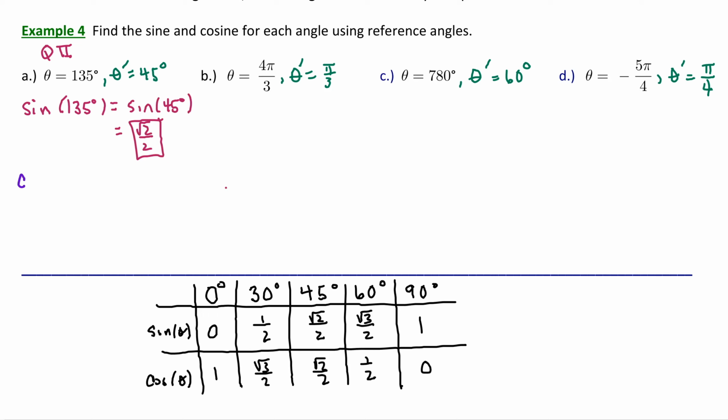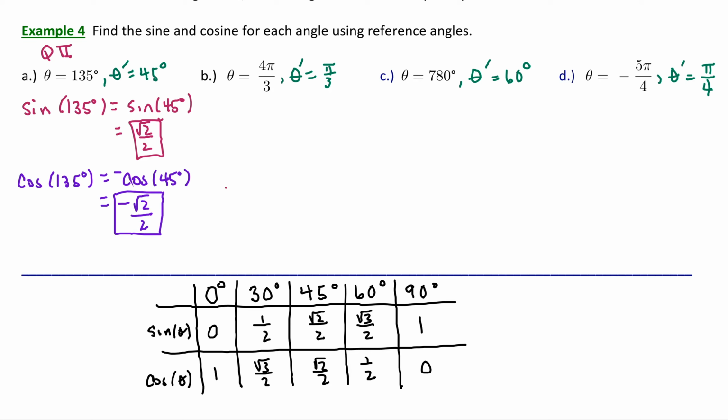Let's think about cosine of 135 degrees. Now, cosine of 135 degrees is either going to have the same value as cosine of 45 degrees or the negative value. So in quadrant 2, the value of cosine is negative. Okay, so cosine of 135 is going to be negative. For our quadrant 1 angle, cosine is positive. So we're going to recognize that cosine of 135 degrees has the same value as cosine of 45, but the opposite sign. Cosine of 45 is the square root of 2 over 2, so we end up with negative square root of 2 over 2.